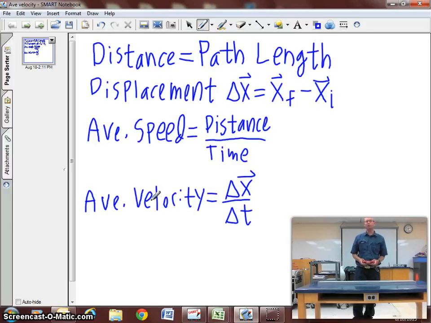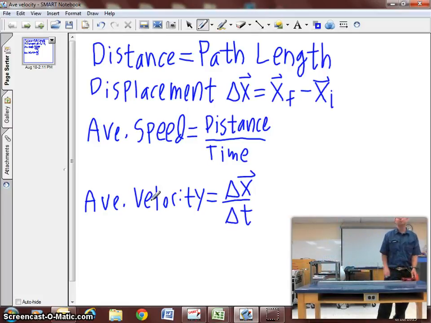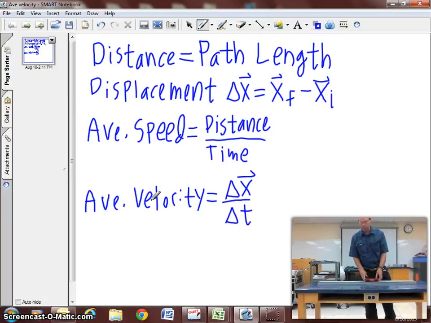If you look at the average speed, it's the distance divided by the time. Let's say that when you travel this distance, it took you 5 seconds, and this distance back, it took you 2 seconds. So you would have 140 centimeters divided by 7 seconds for your average speed. And you could do that calculation. 140 centimeters divided by 7 seconds is 20 centimeters per second.